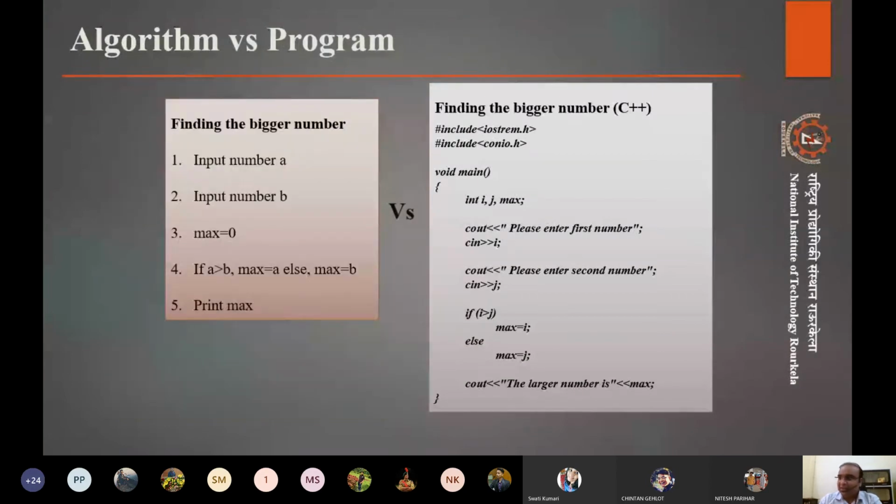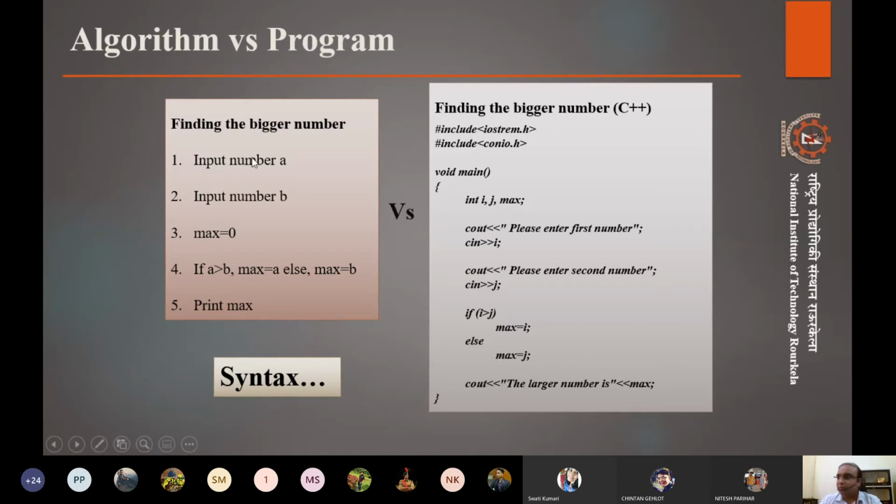So now this was the algorithm and this is the program. Why are these different? Why is a program different from an algorithm? What specifically differentiates them is the importance of syntax in any language. Syntax means the specific way in which we have to write any work we have to do.